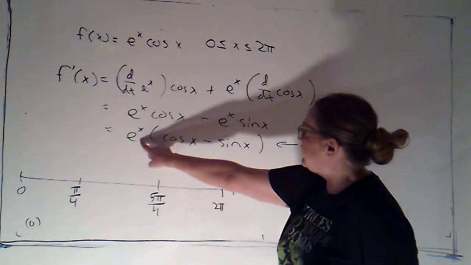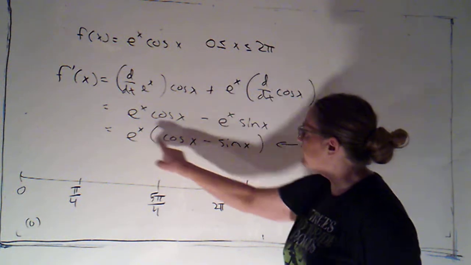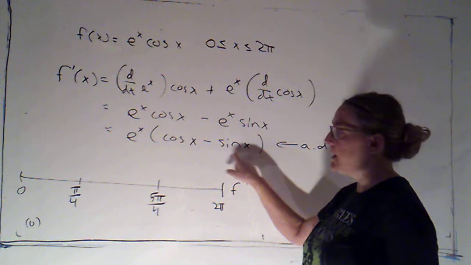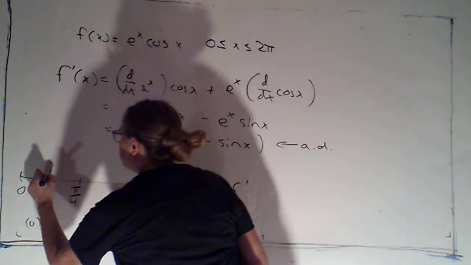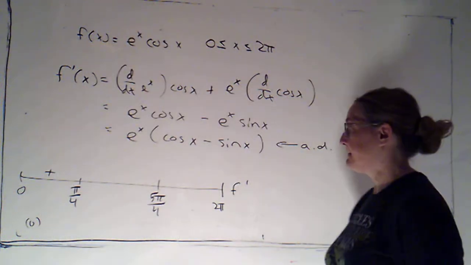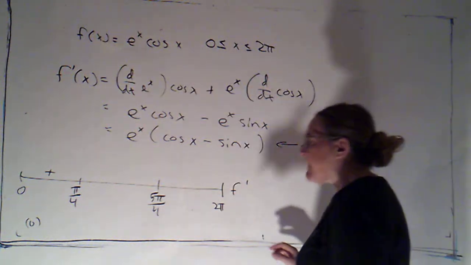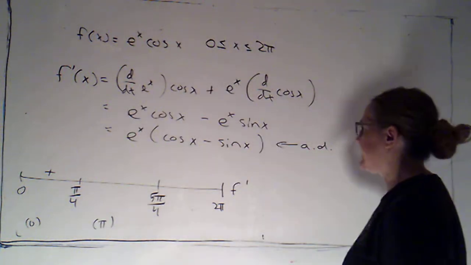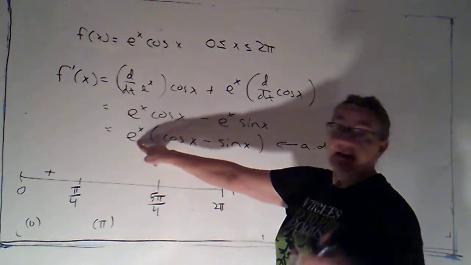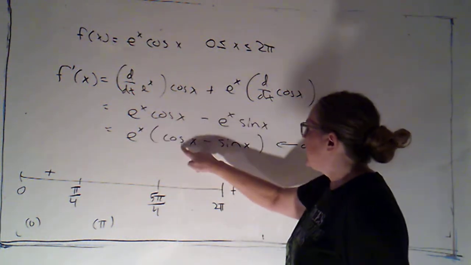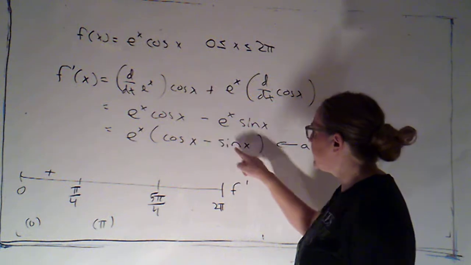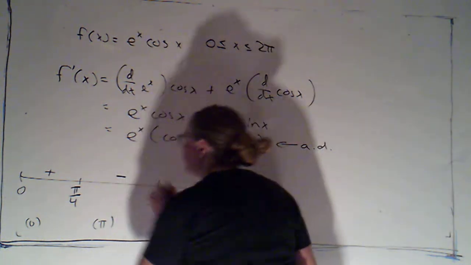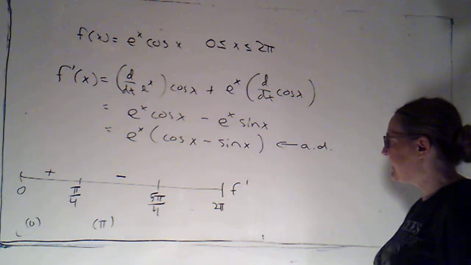If I plug that in, the e to the x is always positive. Cosine of 0 is 1. Sine of 0 is 0. So this factor is positive. So my derivative is positive. Between pi over 4 and 5 pi over 4, I'm just going to plug in pi, because that's nice and simple. E to the x is always positive. Cosine of pi is negative 1. Sine of pi is 0. That's going to make that second factor negative, so that the derivative is negative.